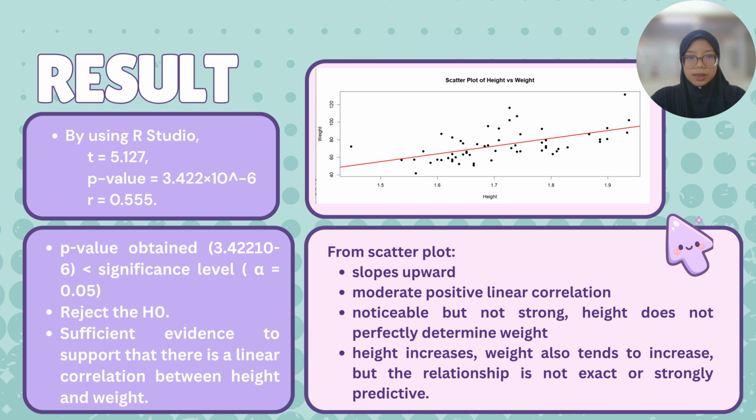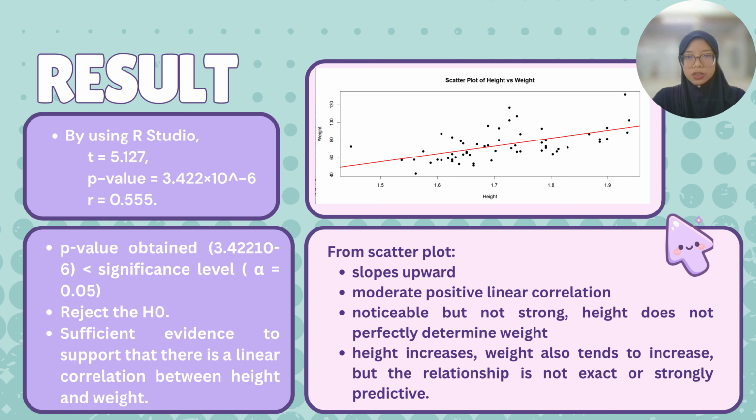Since the p-value is less than the significance level of 0.05, we reject the null hypothesis. Therefore, there is enough evidence to conclude that there is a linear correlation between height and weight. Looking at the scatter plot, we can see that the points go upright, which indicates a positive relationship between the two variables.